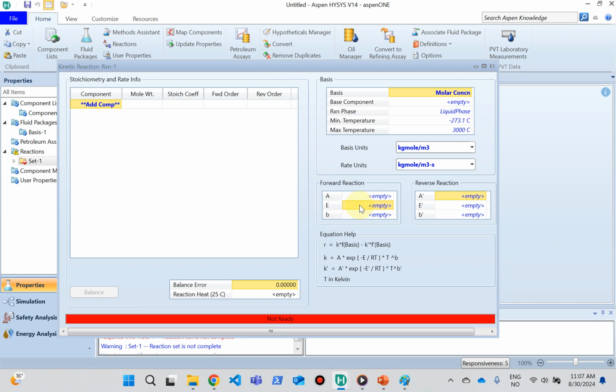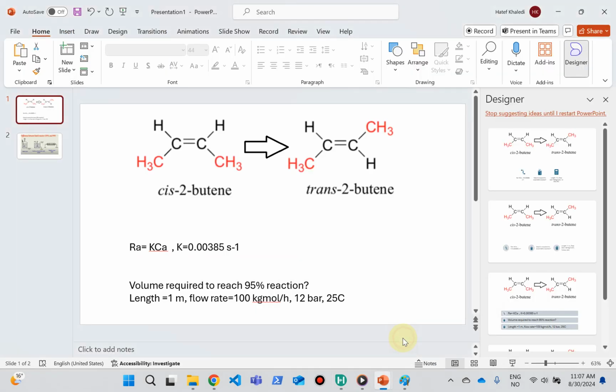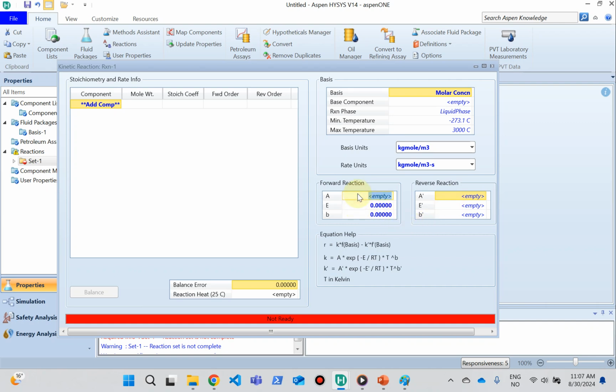actually for E and B, I'm going to put it to zero. And then for A, as you see here, if I put E and B equal to zero, then K equals A, right? This already satisfies our formulation that we have specified here. So the K value is 0.00385. So if I put A to 0.00385, then we have our reaction rate specified in the formulation.